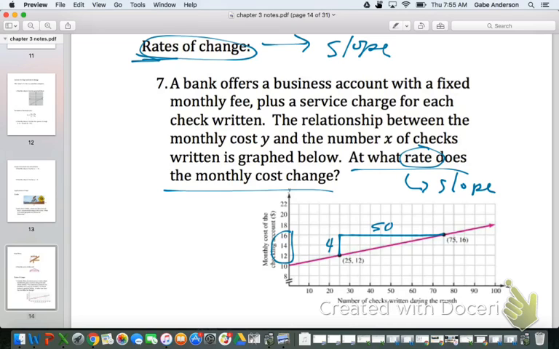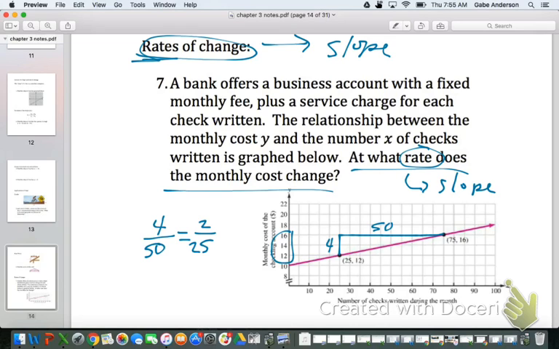Okay, so if the rise is 4 and the run is 50, you guys said rise over run, and so I would say that our slope is 4 50ths. Of course, that's reducible, so you might want to reduce that. 2/25ths. Question for you. What units would go with this?